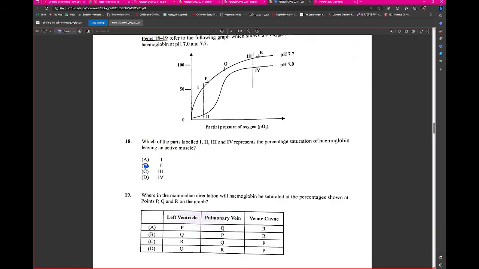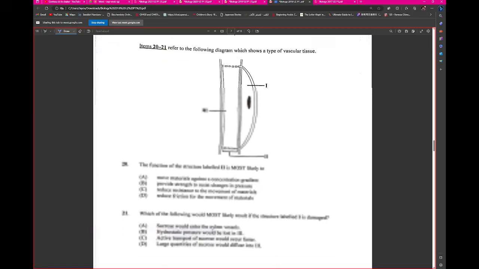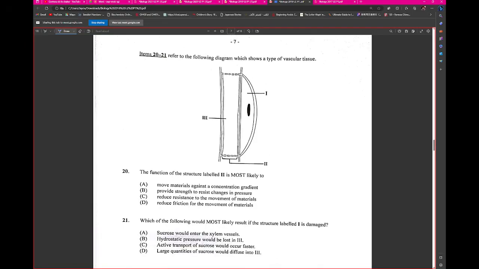So at P, what's going to be there? We know that P generally probably is going to be the vena cava, because the partial pressure of oxygen is the lowest here. And then R may be the pulmonary veins, and then Q is the left ventricle. Alright, so we have that there. This is a repeat from 2022's paper, so the answer should be there, right? Well, I mean, it can't be from it, but it's on it, I believe.